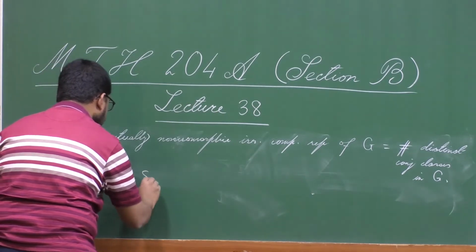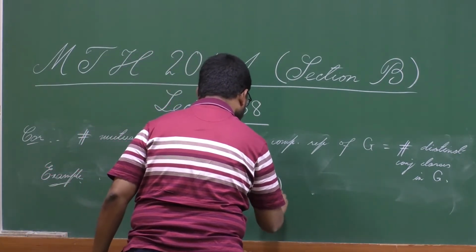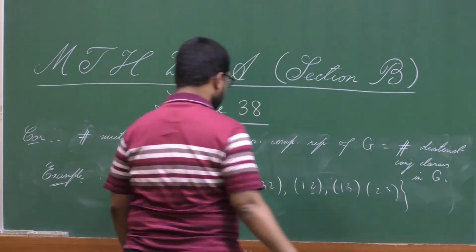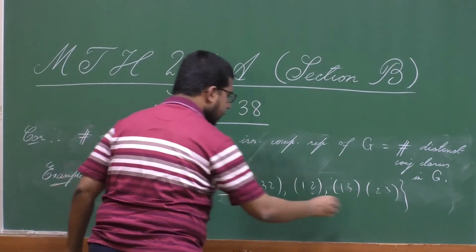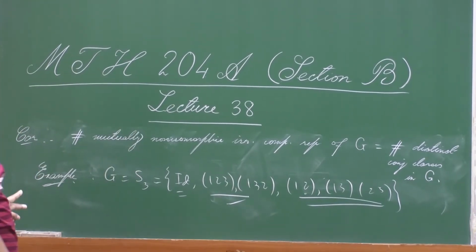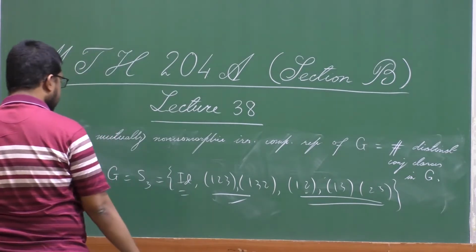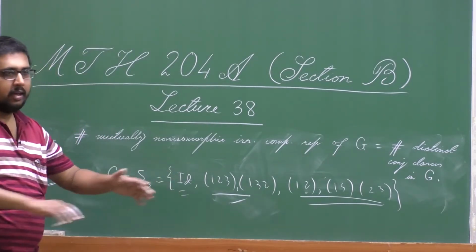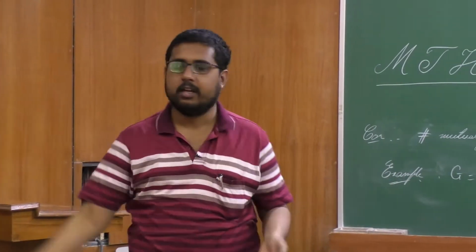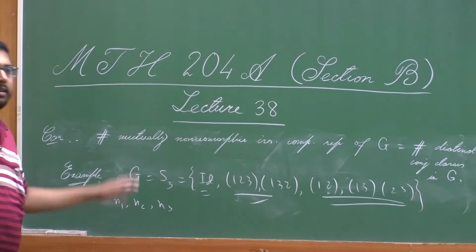if you just take G equal to S3, so in S3 you have identity, then (1 2 3), (1 3 2), and then (1 2), (1 3), and then (2 3), right. So here you see that there are only 3 conjugacy classes. Thus S3 has only 3 mutually non-isomorphic irreducible complex representations, and of course the trivial representation has to be there, because it is anyway irreducible. So if n1, n2, n3 are the dimensions of those 3 representations.